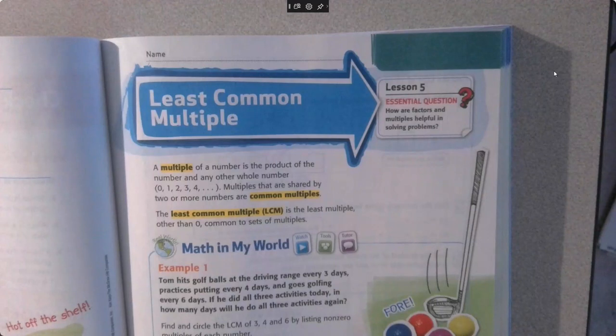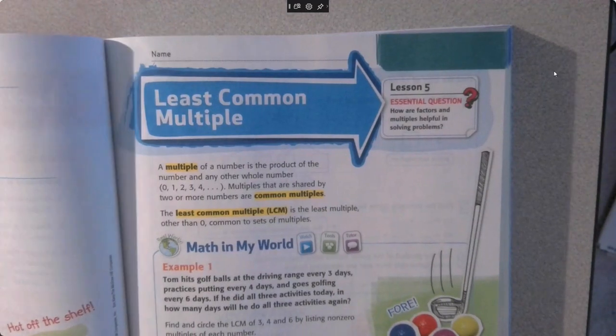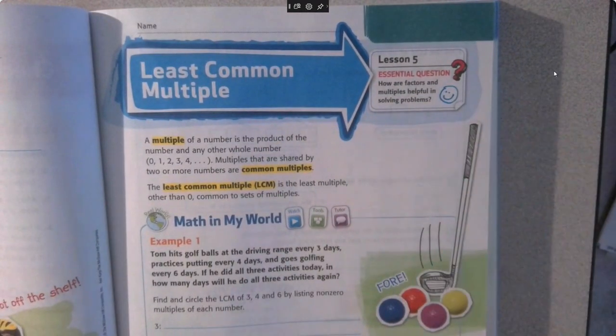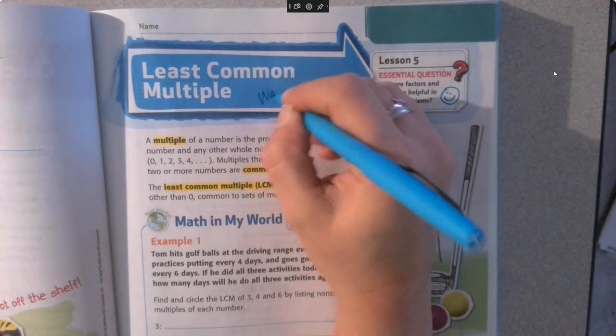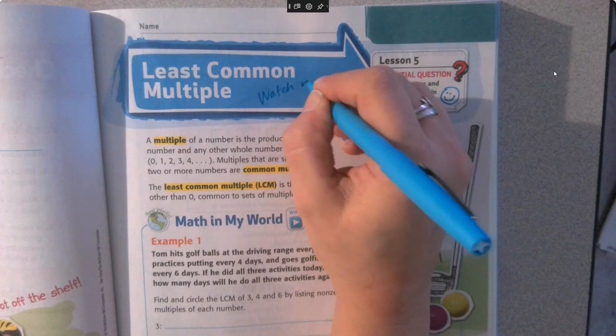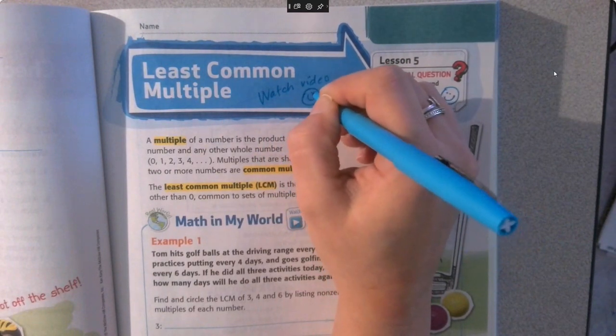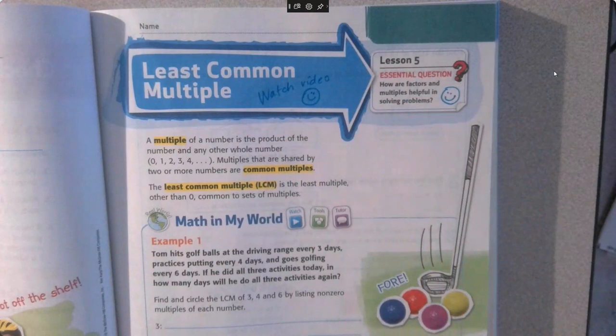Here we are, Chapter 8, Lesson 5, Least Common Multiple, page 577. Our essential question is, how are factors and multiples helpful in solving problems? Watch that fun video that we watched in class if you would like a reminder or just some fun. It'll be on Classroom for you.